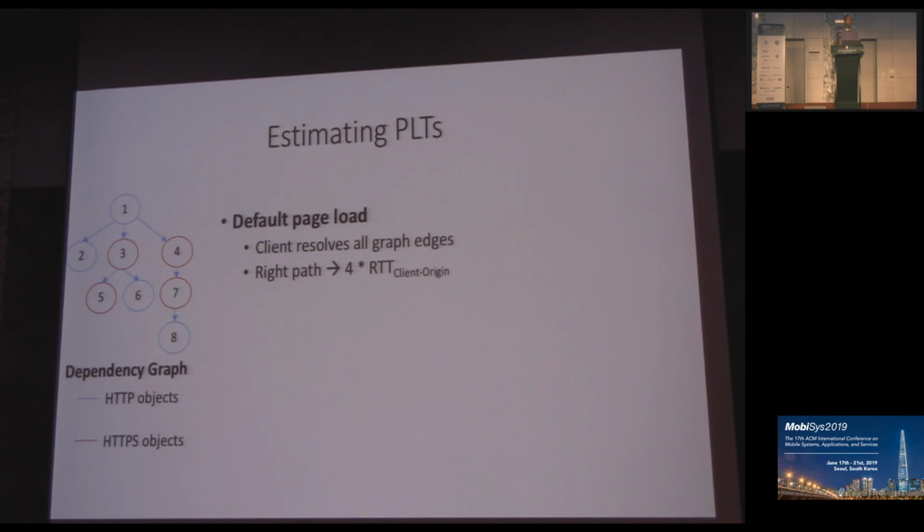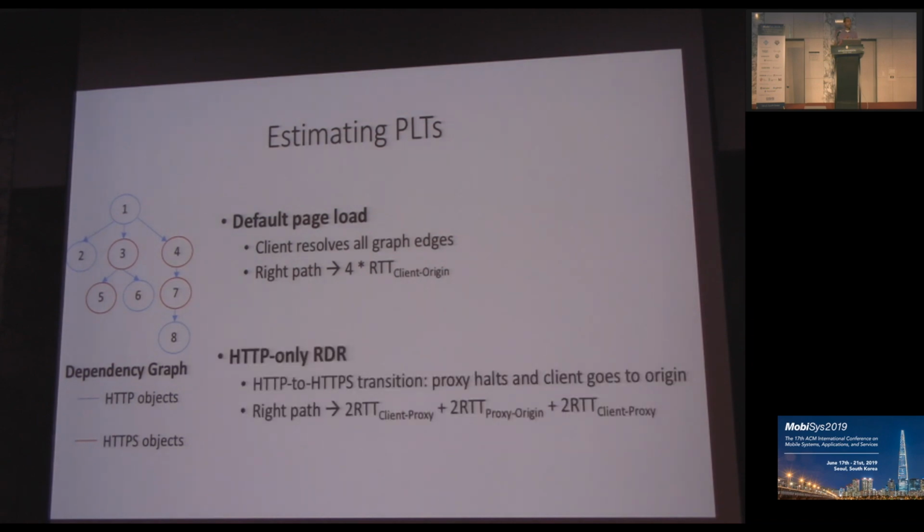To estimate RDR page load times, we do have to use a different technique per RDR scheme. And so I'll quickly run through an example here for HTTP only, but the paper discusses how we handle the other schemes as well. So with HTTP only, anytime in a path that you have an HTTP to HTTPS transition, the proxy essentially has to halt resolution, and the client has to then go and directly resolve HTTPS edges with the origin servers. And the client can only actually go back to the proxy if there's a subsequent HTTPS to HTTP transition.